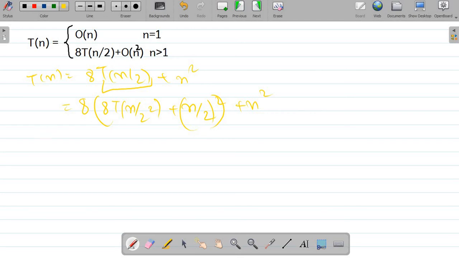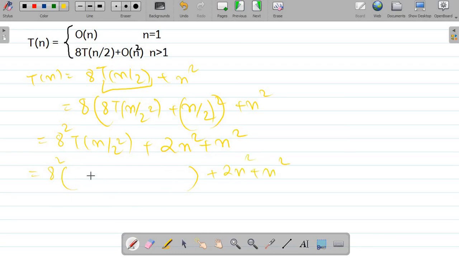So when I open up this bracket, what we get is 8 square into Tn by 2 square plus 8 times n square by 4. So this becomes 2n square plus n square. Now if I substitute the value over here again, we get 8 times some 8 square times some value plus 2n square plus n square.